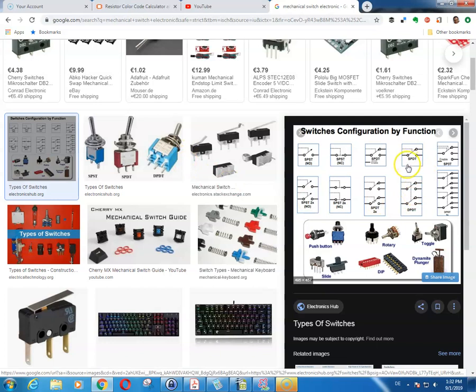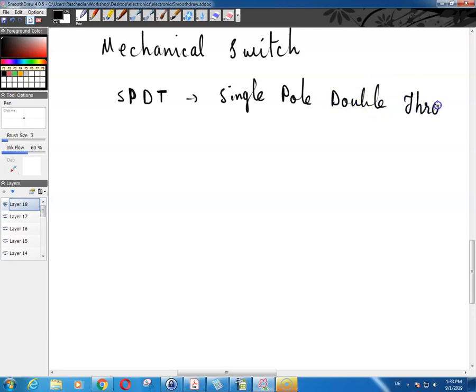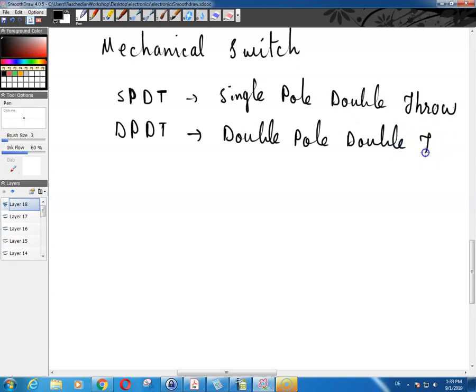So there are 2 things in these switches. There is the pole and there is the throw. So for example, when you write single pole, double throw, this stands for single pole double throw. When you write DPDT, that means double pole, double throw.